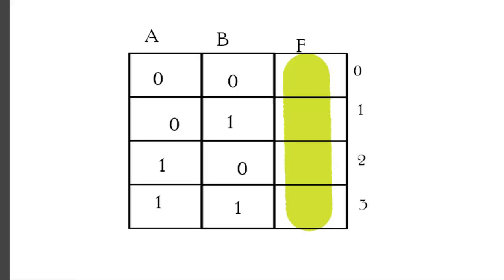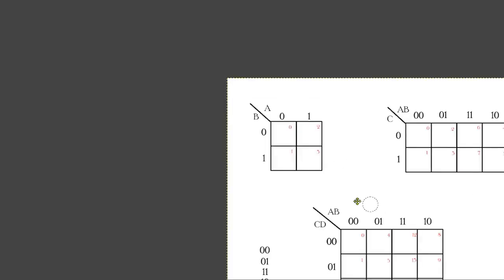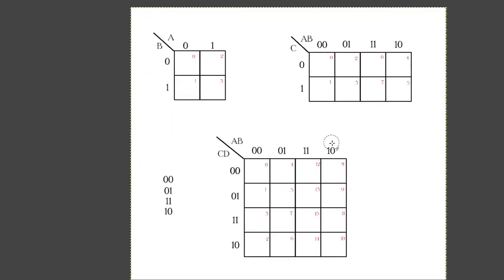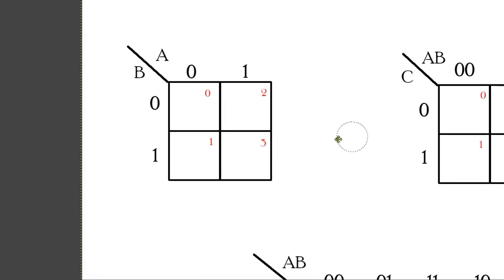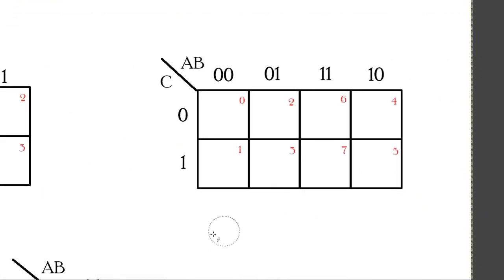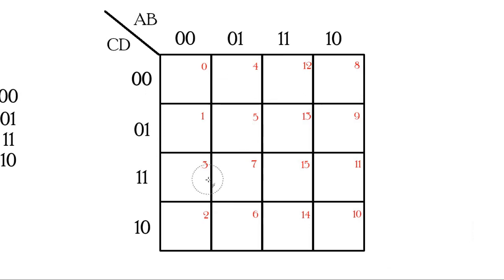So when we talk about K-maps, these are the K-maps that we have in our syllabus, right? We have this one for K-maps with two variables, this one for K-maps with three variables, this one for K-maps with four variables, right?